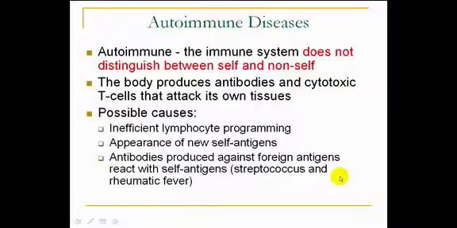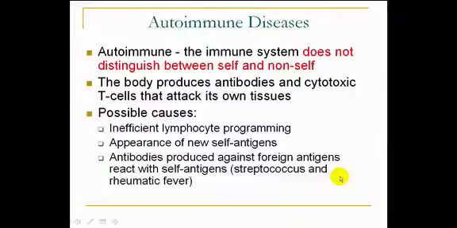The other thing that might happen is the appearance of new self-antigens later in life. Most of your T cells are programmed when you're younger. And so what will happen is, what if you have a mutation in a cell and your cell starts producing a new protein that it didn't produce before? And now that protein gets seen as foreign because your body hasn't seen it before.